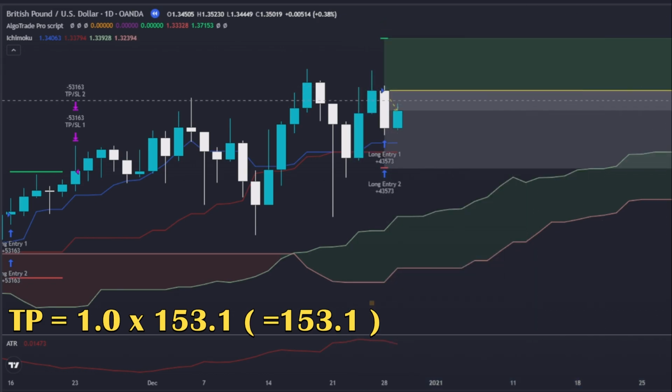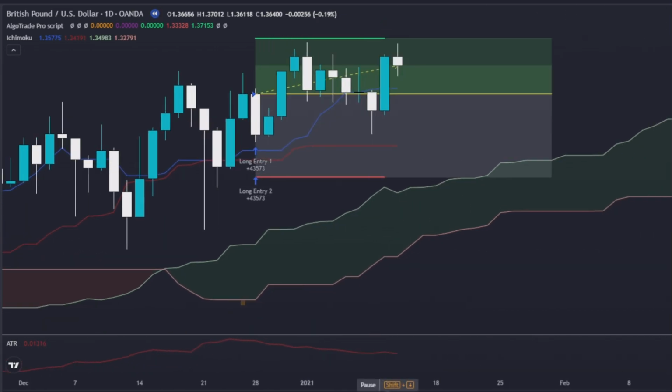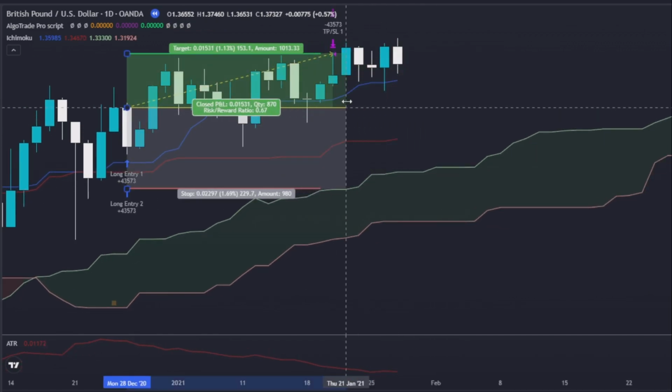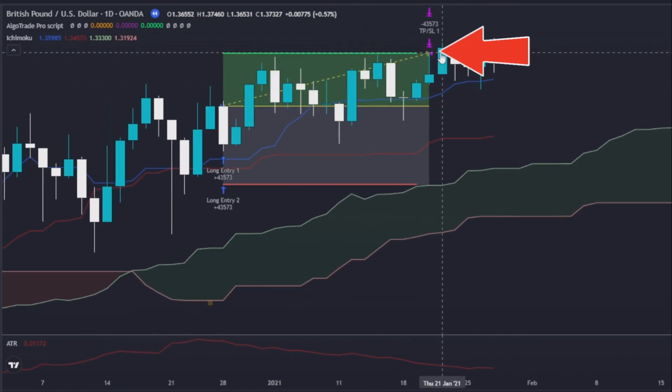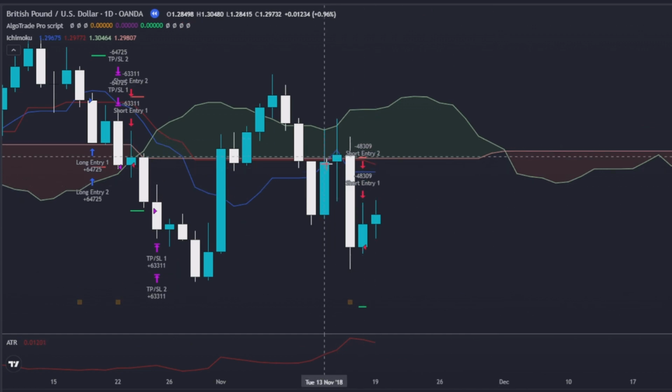this case 153.1 pips. This trade will be a profitable one, the take profit was hit here. Now let's look into the short signal.